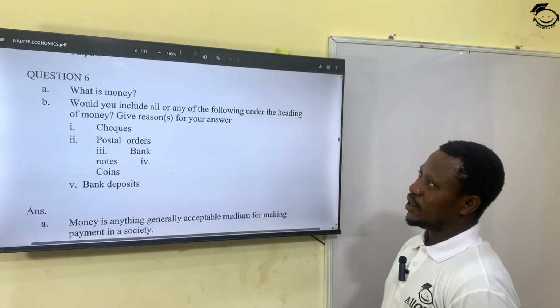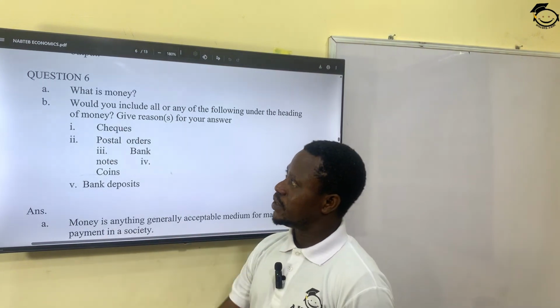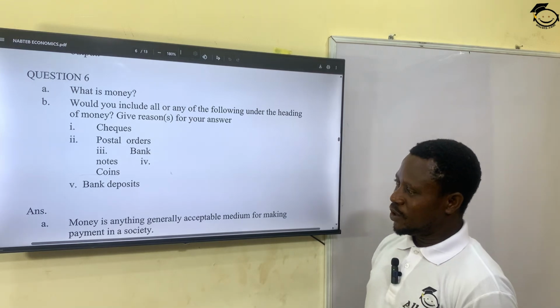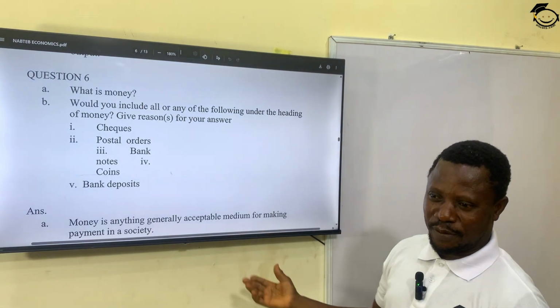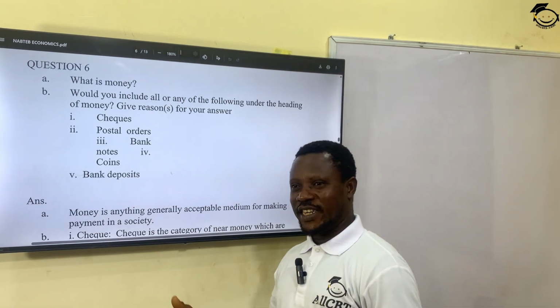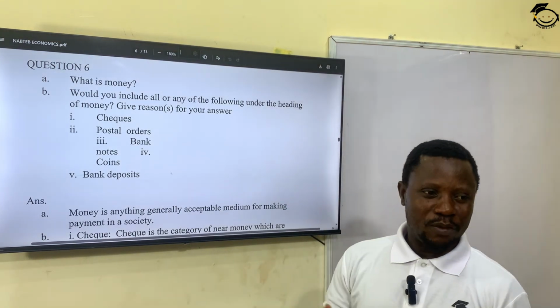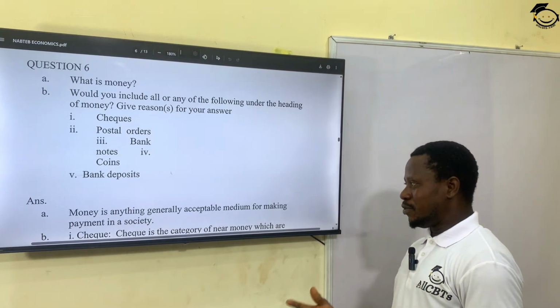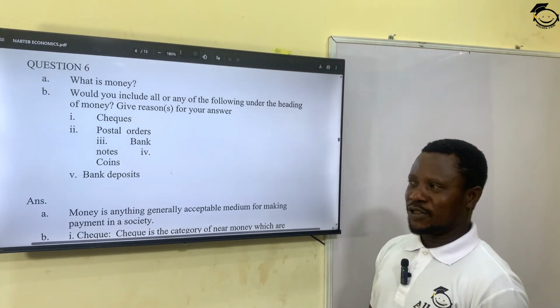All right? Now, the next question here says, what is money? Money has a general interpretation. It is anything that's generally acceptable as a medium of exchange and settlement of debts. It's a medium of making payment in any society.